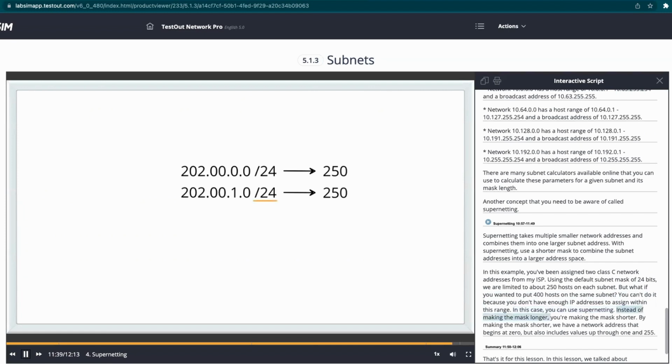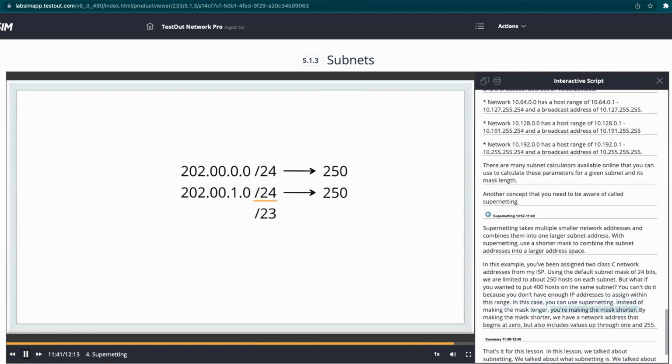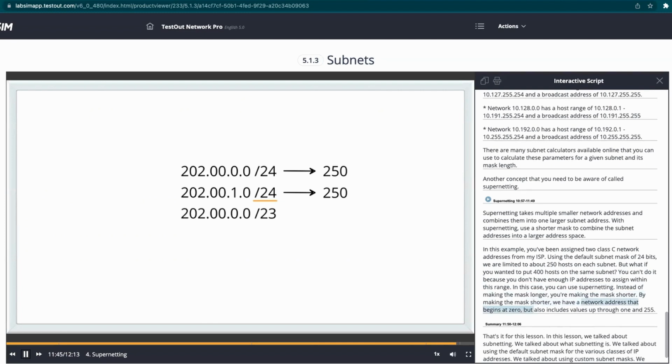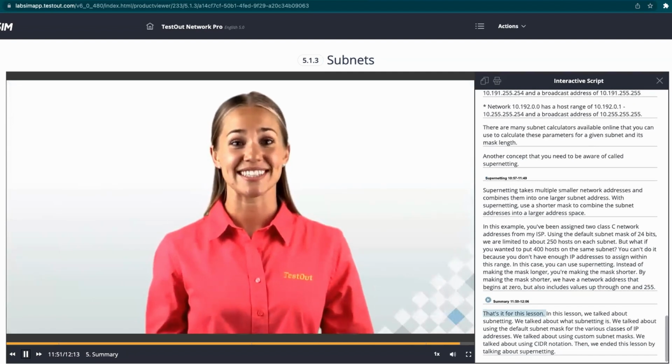Instead of making the mask longer, you are making the mask shorter. By making the mask shorter, we have a network address that begins at 0, but also includes values up through 1 and 255. That's it for this lesson.